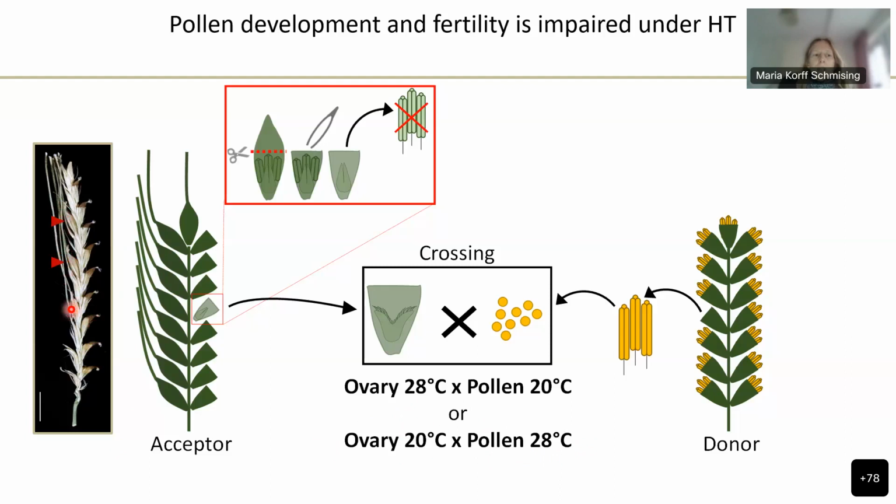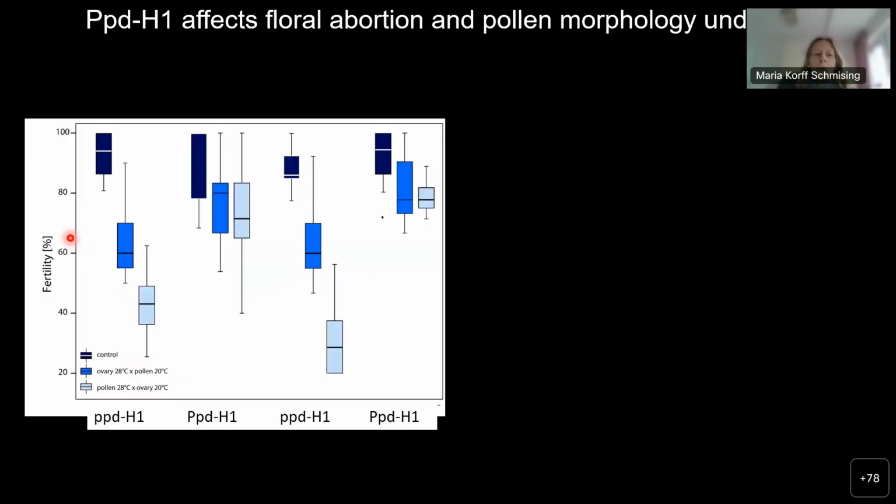And you see here the strong difference in the seed set that was quantified for two different sets of introgression lines. So this is always the spring barley here, and these are the two introgression lines. And you can see that it was primarily when the pollen came from 28 degrees, here in light blue, in the spring barleys, that there was a strong drop in floret fertility. But also when the ovary was grown at 28 degrees, there was some decrease in fertility, which was not so much observed in these introgression lines, which is this one and this one with the capital PPH1.